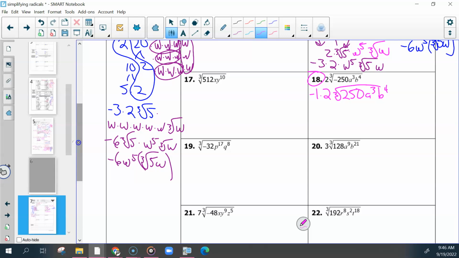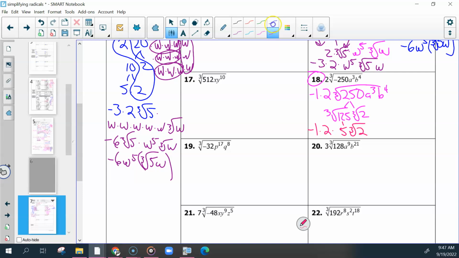$125. 125 and 2 would give us 250. I'm going to do the numbers and then go back and do the variables. So the cube root of 125 is what? 5. So this would be -1 times 2 times 5 times the cube root of 2. So we got our numbers part down for the most part.